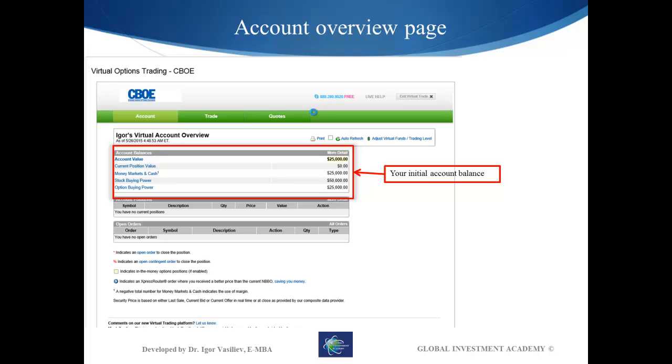And then you get to your virtual account balance page. Now, if you haven't traded yet, it would look like that. If you already set some trades, probably it would be different. But you have to see it's clear, right? So it's all cash and no positions and no orders.